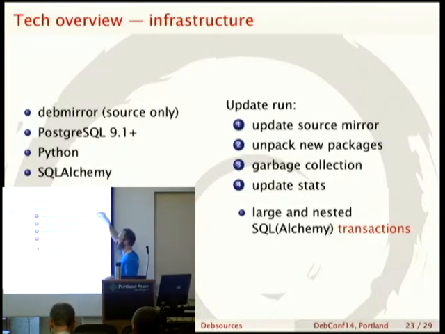At every update run, what will happen is, as I've already gone through, essentially, after updating the source mirror, we unpack all the new packages. We do garbage collection for all the packages that have disappeared, and we update the stats, which essentially means running all the plugins. Possibly the most tricky part is that we run fairly large and nested SQLAlchemy transactions, which surprisingly works pretty well. This is the most difficult logic code you will find: those nested transactions, which are hidden from you, so there is no explicit begin transaction, but the SQLAlchemy code could become a bit tricky.